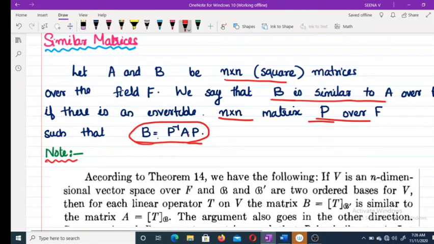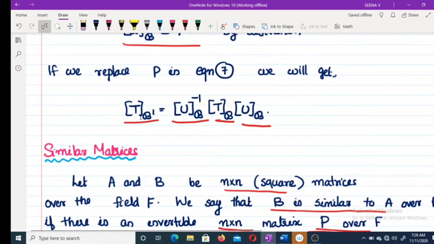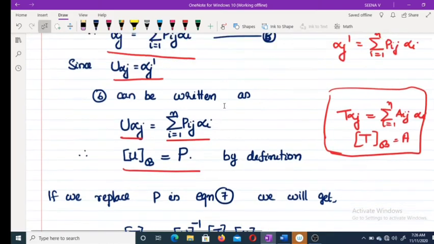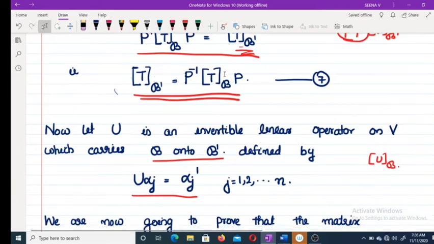So if you apply this result here, what do we get? Matrix of T related to B dash is similar to matrix of T related to B using this result. Here, P is an invertible matrix and the matrix of T related to B dash is equal to this one. This means matrix of T related to B dash is similar to matrix of T related to B.